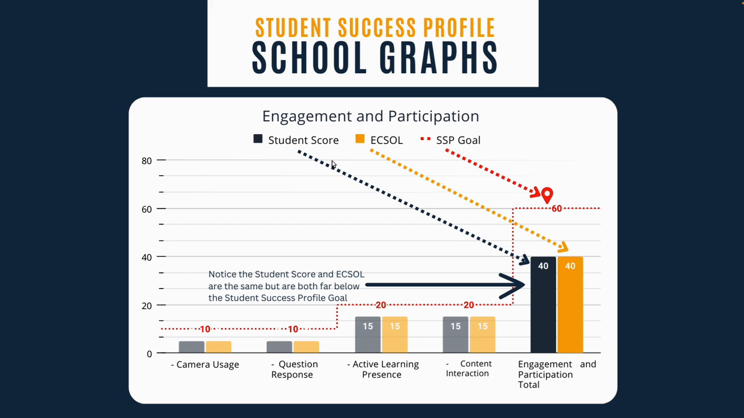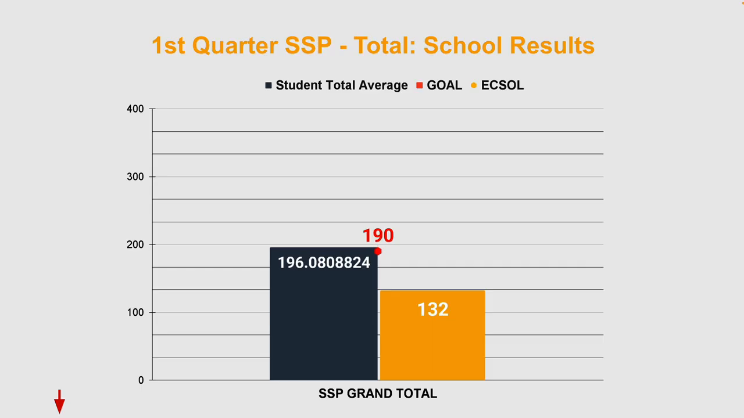All right, so let's go into our first slide, which shows the total score across all areas that are being evaluated. So this is the first quarter SSP total for the school, the entire school. And as you can see, our school reached the goal of 190 total, at 196.1. And then we also see that far exceeds the Excel of 132. And it's just very exciting to see that we are already 6 points north of our goal as a total.